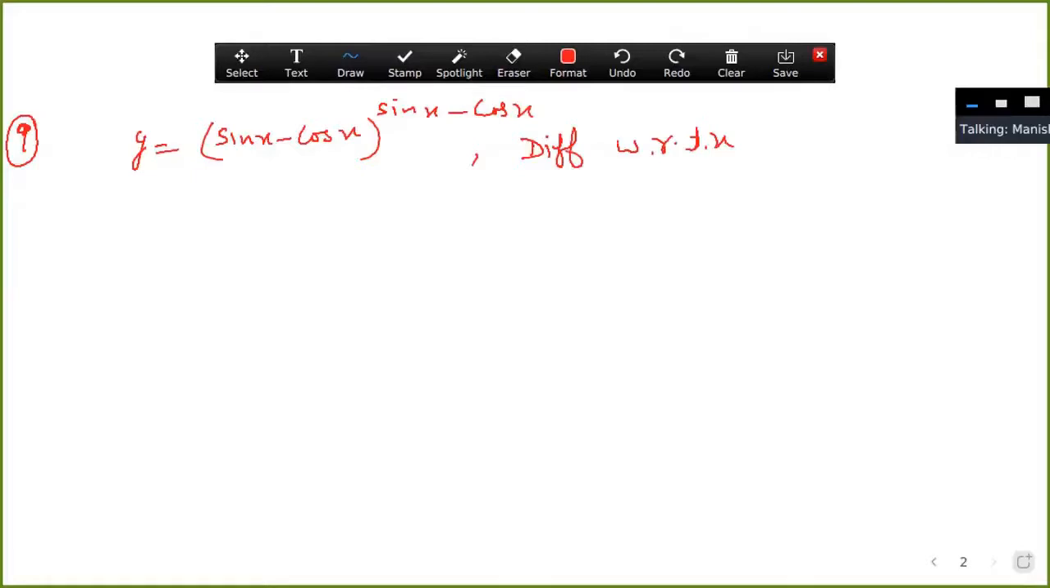Now here you can observe this is the type variable to the power variable. If this type comes in the exam, then you will do the question by taking log. Taking log means just take the log. If you are doing the question with me, then start. Taking log.